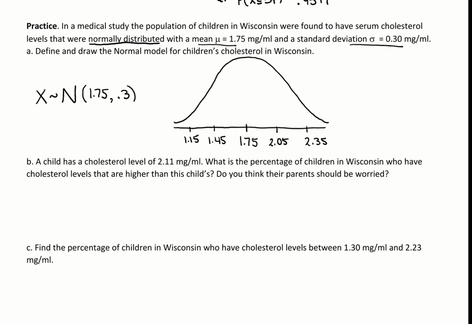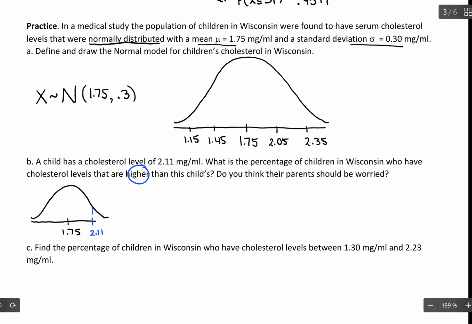So, a child has a cholesterol level of 2.11. What's the percentage of children in Wisconsin who have cholesterol levels that are higher than this child's? So with this normal curve that we're going to draw, we have 1.75 in the middle. What we're going to do is have this cutoff value of 2.11, and we want to look higher, so we want to find this area to the right there. So that's essentially what we're going to do in GeoGebra. We're going to find this probability of x being larger than or equal to 2.11 using this mean of 1.75, standard deviation of 0.3.